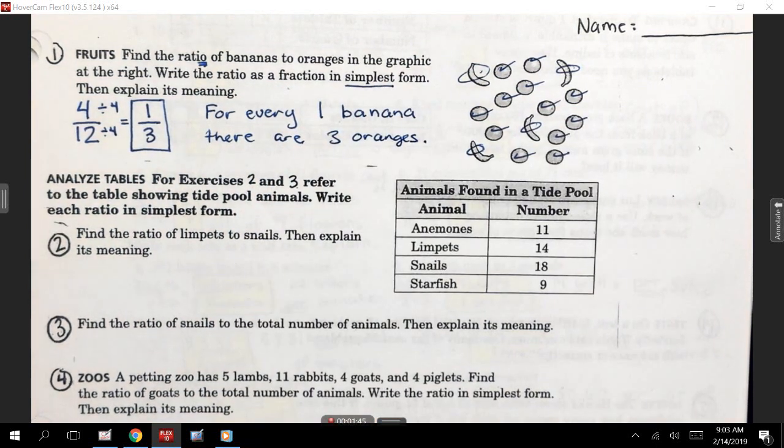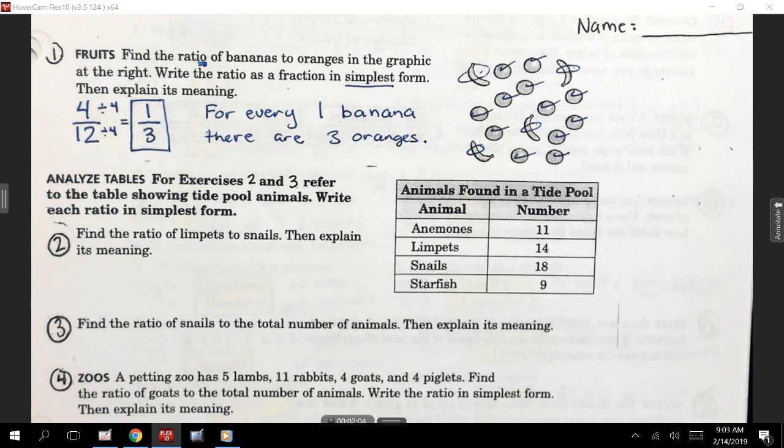I have a question. Yes. Could you put 1 banana per 3 oranges? You cannot, because we use per if we're talking about a unit rate. This is not a unit rate. So I want for every 1 banana, there are 3 oranges. Dylan? Can we just stop the banana for every? Yes, you can say for every banana, there are 3 oranges.